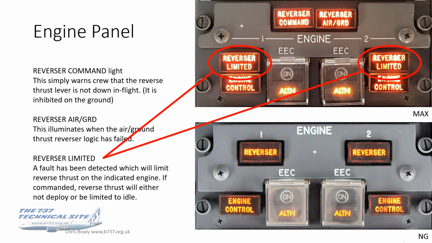So if you get this, I mean, it's a lot safer than the other 2, because the other 2 are warning of a potential in-flight activation of reverse, which obviously is potentially catastrophic. Reverser limited just means you may not get reverse thrust on landing, and depending on the runway you're landing on, that may also be catastrophic. So worth doing a performance check before, if the reverser limited light should come on in flight.